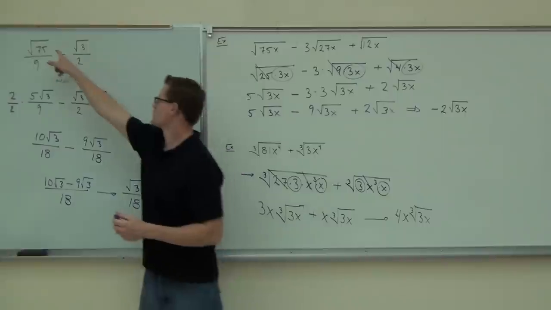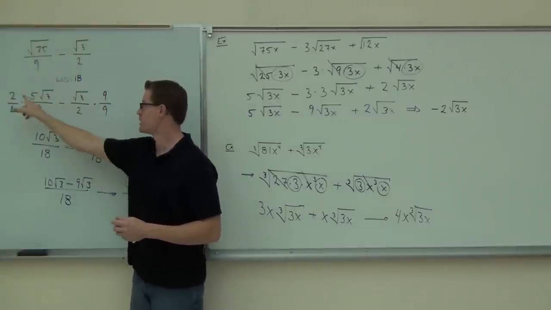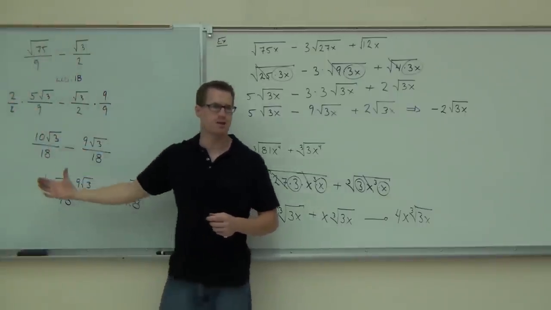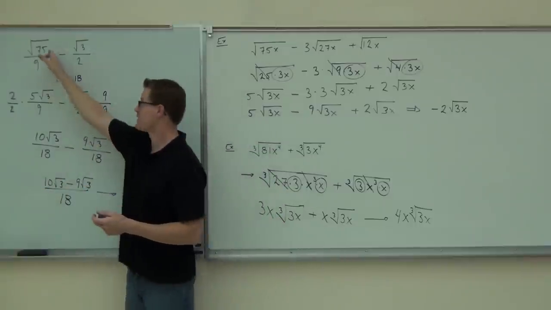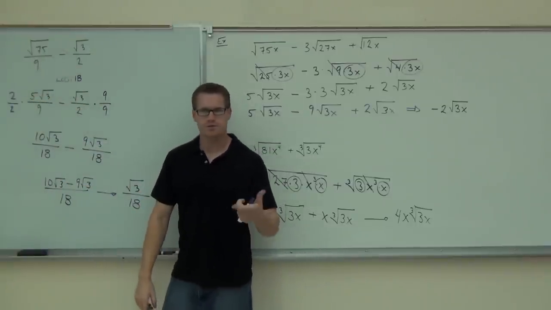Notice how simplifying your radical here really helped you. Already had a common radical. That way you just multiply your numbers, your coefficients, and that really helps. Otherwise, you're going to have to simplify this at some point. Somewhere you're going to have to do that. So I know it's confusing.